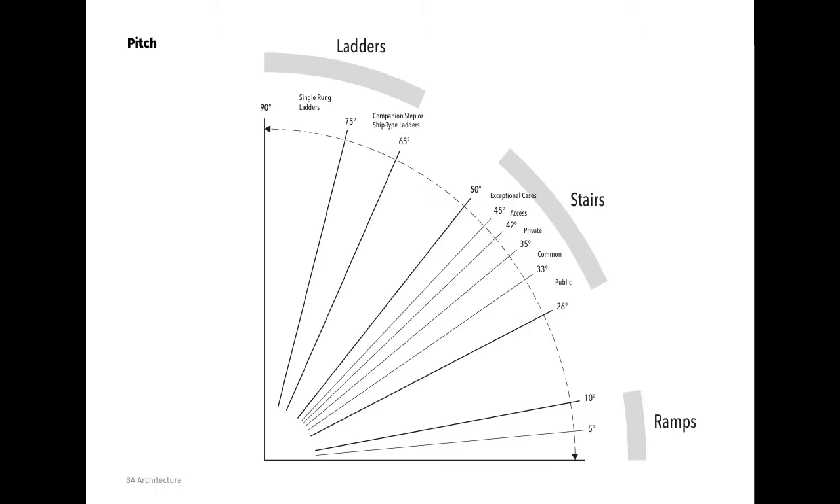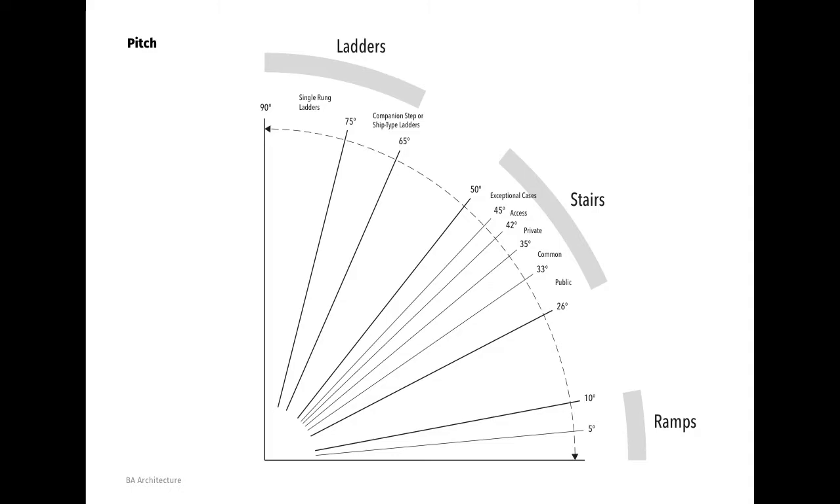So here we have what those ranges are in pitches. So you can see that up to 10 degrees or so, ramps are acceptable and workable as a way of providing vertical access to move between spaces, levels. And then between 26 degrees and possibly up to 50 degrees, staircases will work.